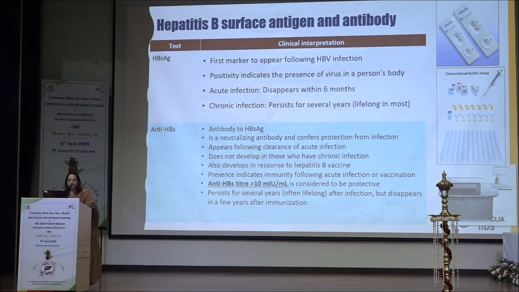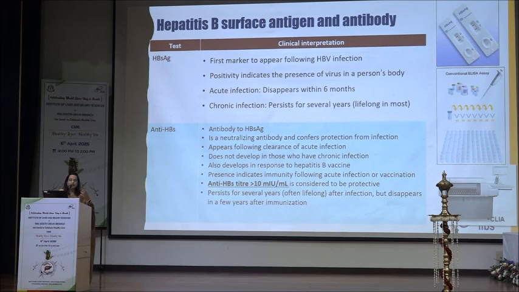Antibody to surface antigen is a marker which clinicians look for, because that will tell you the clearance of the surface antigen. In the natural course, as I told you, this is very, very rare. It's a neutralizing antibody, so it gives protection from infection. It appears once the acute infection is cleared. It is also seen following the hepatitis B vaccination. So it is a marker of immunity. And ideally an anti-HBs titer should be more than 10 milli-international units.